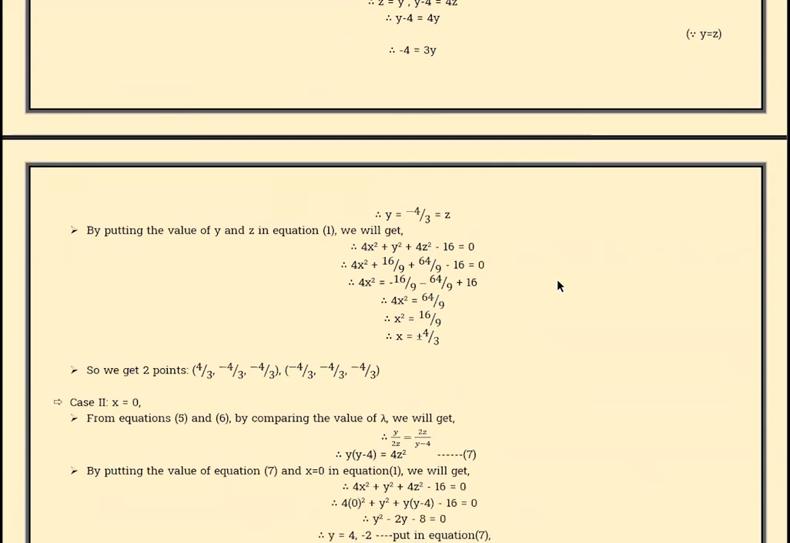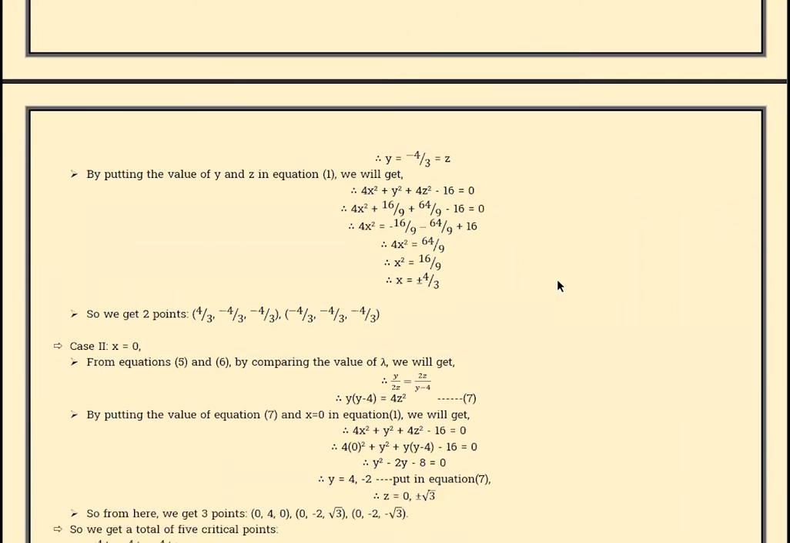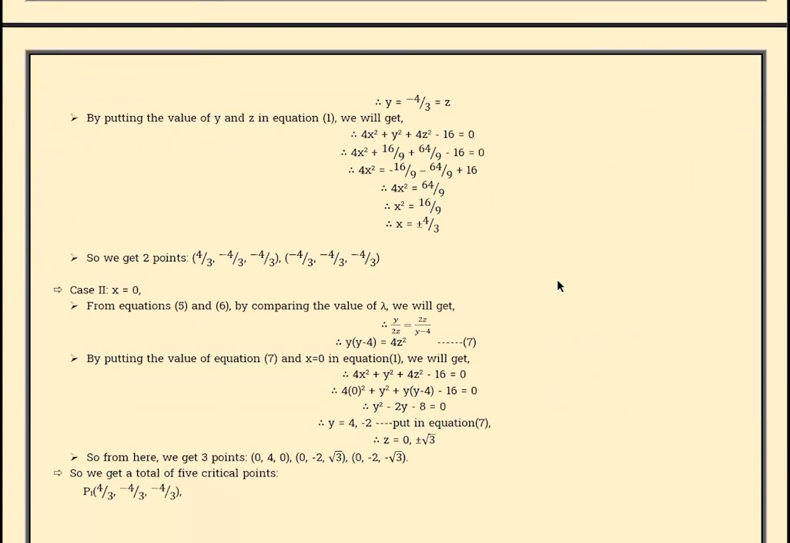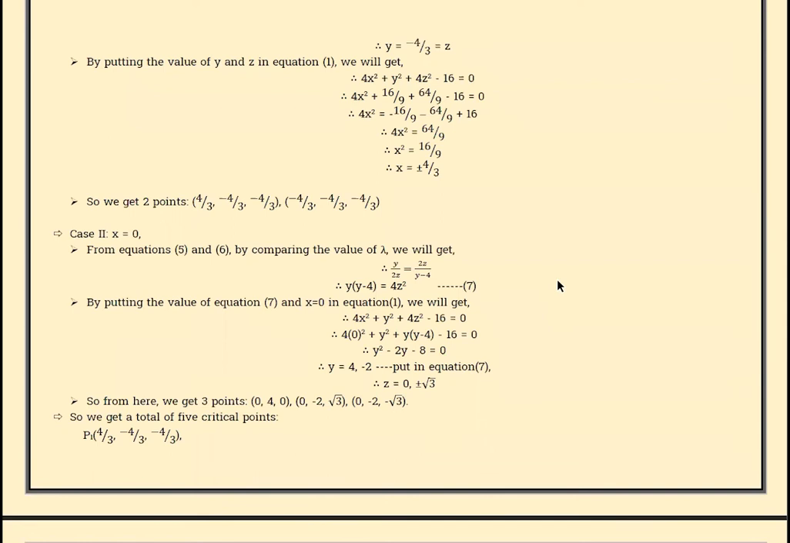Now, considering the second possibility, x equal to 0. So from here, comparing equations 5 and 6, we will get y(y - 4) = 4z², and putting this in equation 1 with x equal to 0, we will get y equal to 4 and -2. And from these, we will get the value of z equal to 0 and plus or minus root 3. So from here, we will get 3 points.